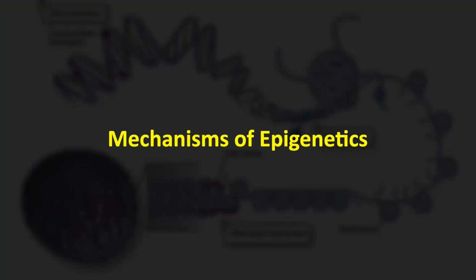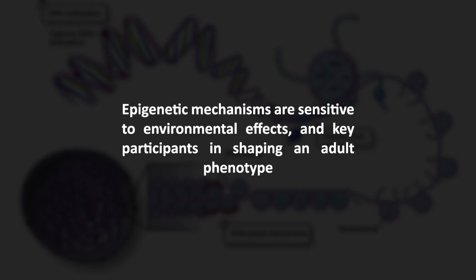Dear students, let's now discuss the mechanisms of epigenetics. Epigenetic mechanisms are sensitive to environmental effects and key participants in shaping an adult phenotype. Several types of epigenetic inheritance systems may play a role in what has become known as cell memory. However, not all of these are universally accepted to be examples of epigenetics.